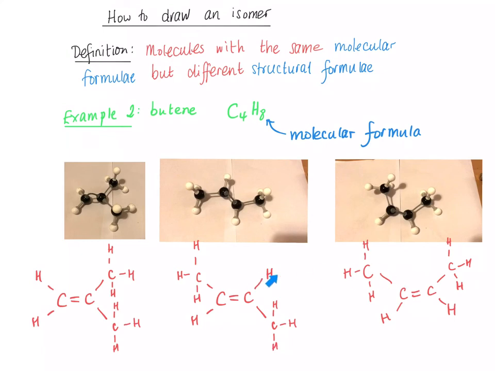These 2 molecules are different, and the reason they're different is because in this molecule, this CH3 is across from this CH3, and in this molecule, this CH3 is on the same side of the double bond as this CH3. So there are 3 different isomers of butene. There's this one, and this one, and this one.